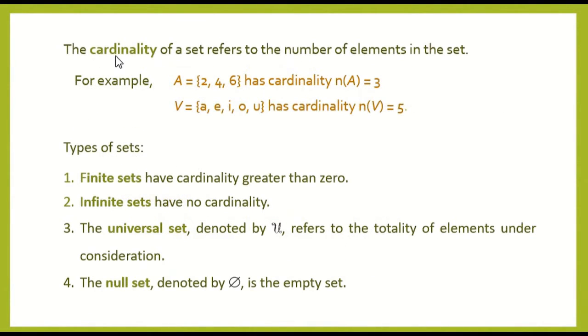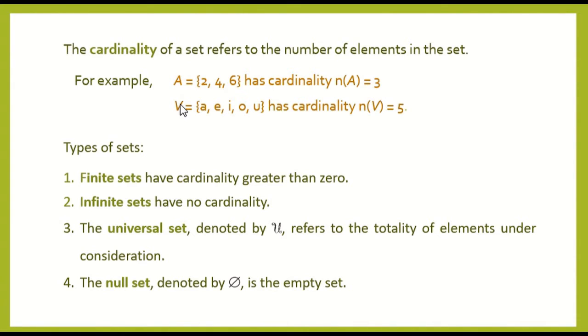Moving on, we have the cardinality. The cardinality of a set refers to the number of elements in the set. For example, A is equal to {2, 4, 6} has cardinality n of A is equal to 3. The cardinality is just the number of elements in our set. Since set A has 3 elements, its cardinality, denoted by n of A, is equal to 3.